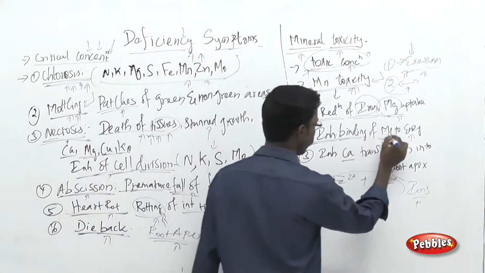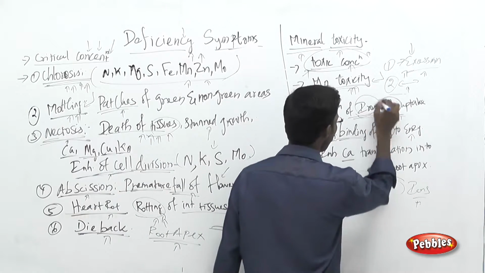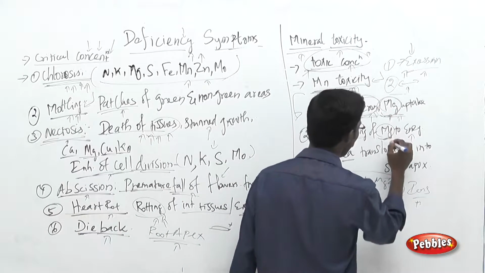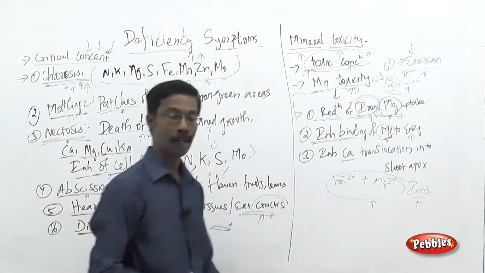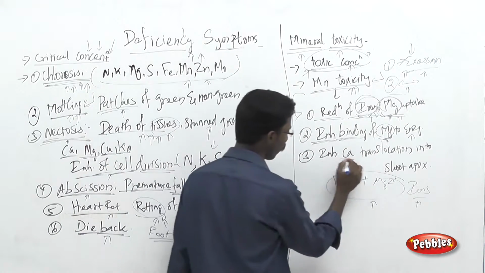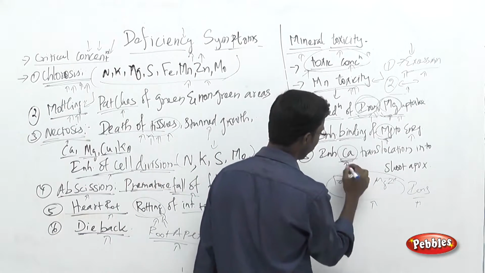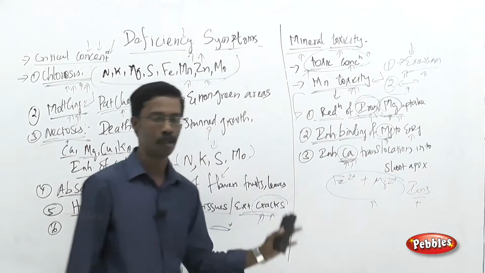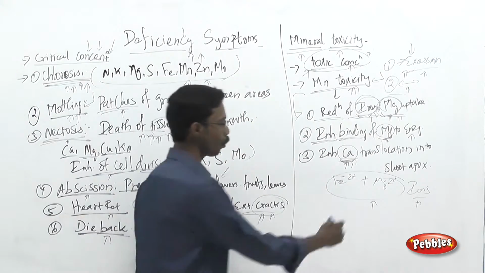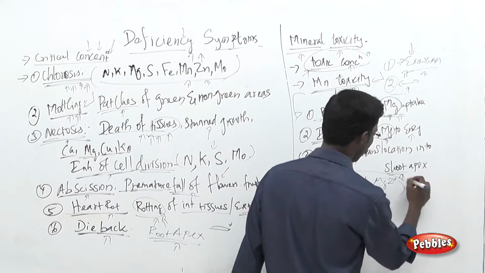So that it will automatically inhibit the normal functions of the iron and magnesium. Again, the third point you have to note down is the inhibition of calcium translocation into the shoot apex. Shoot apex means the tip of the shoot.